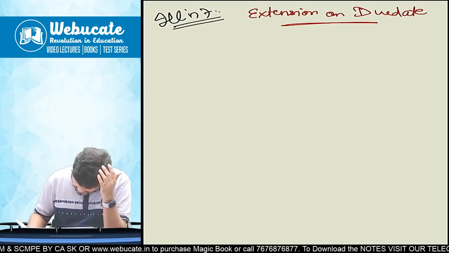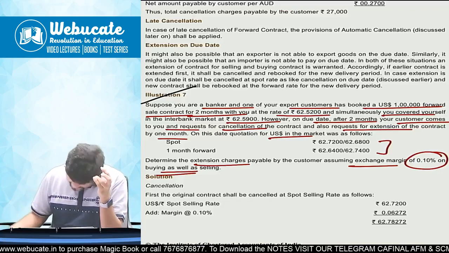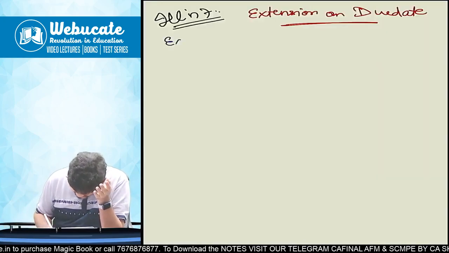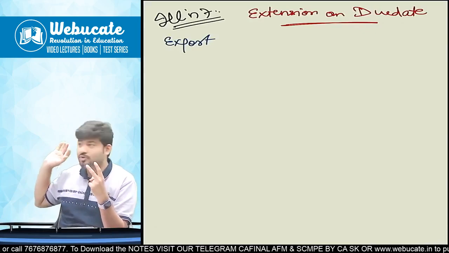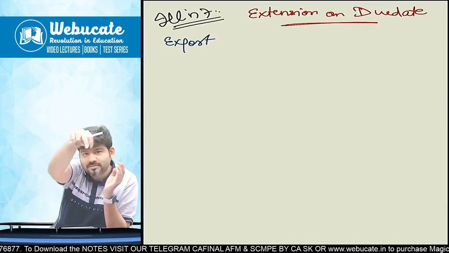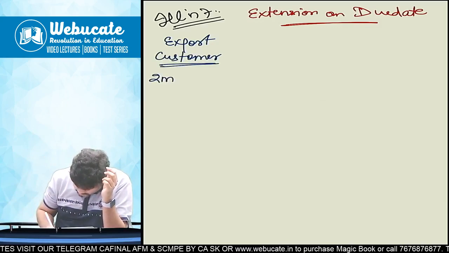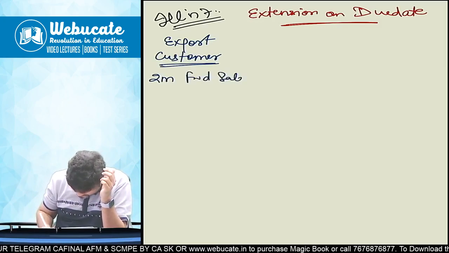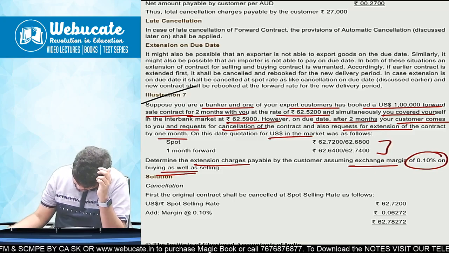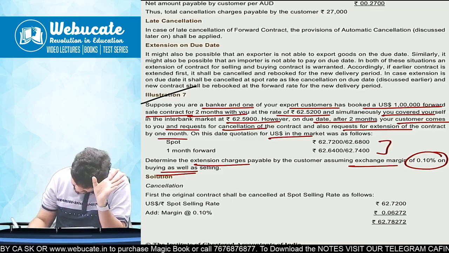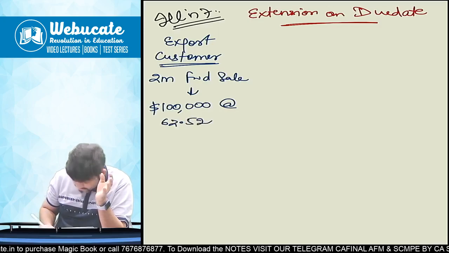Extension on due date. Suppose you are a banker and one of your export customers. So export customer will do forward sale. Remember, in cancellation and extension, bank will not lose anything. So always think from customer's point of view. Export customer, 2 month forward sale, dollar 1 lakh, 65.252. This is freezed.